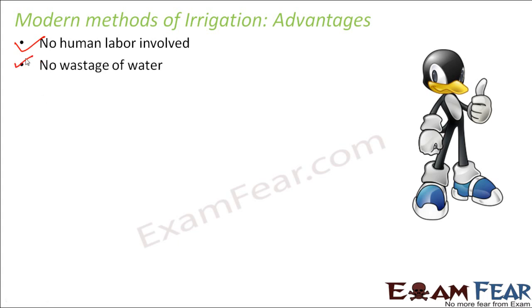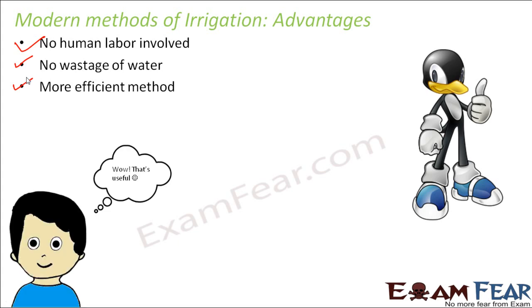Here there is no wastage of water in the drip system or sprinkler system, but in the manual or traditional methods, a lot of water gets wasted. It is a more efficient method because here water is being supplied evenly throughout the field. Also, water is being supplied only when it is required. So that means proper utilization of the water takes place. But that is not the case for the traditional method.